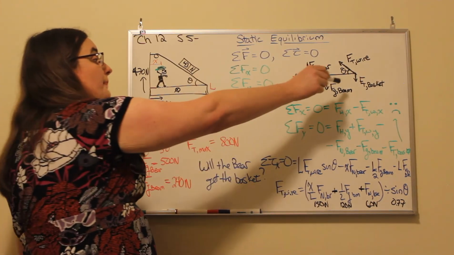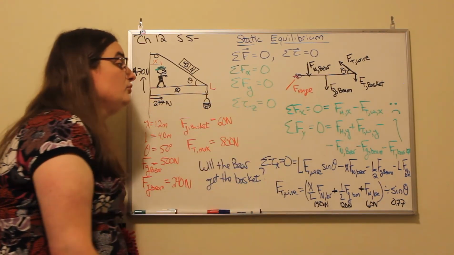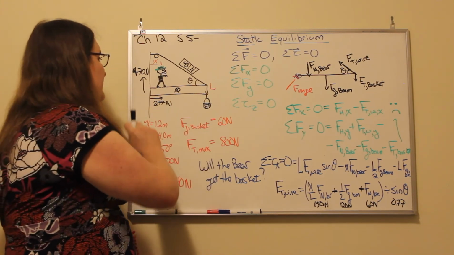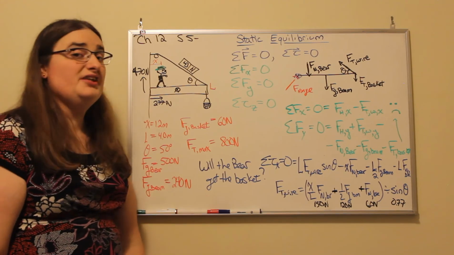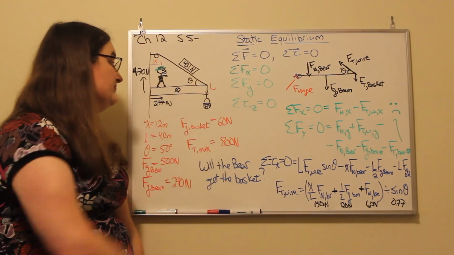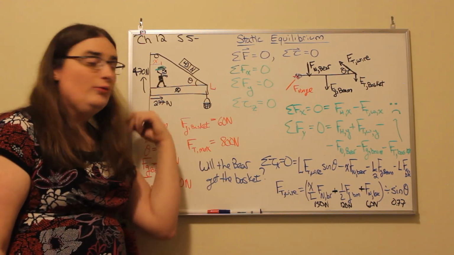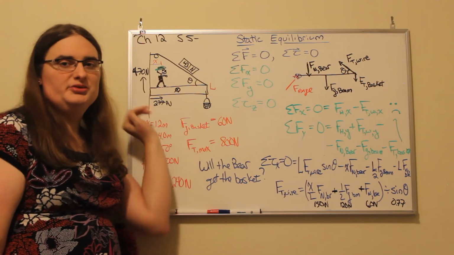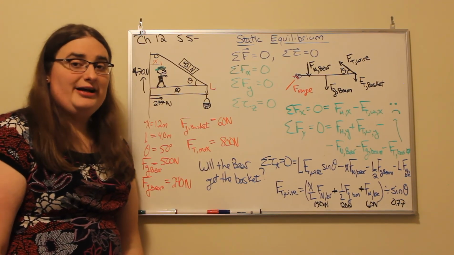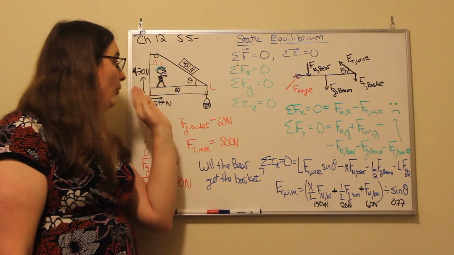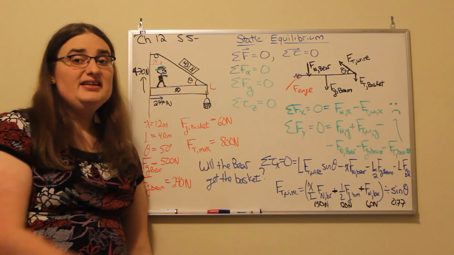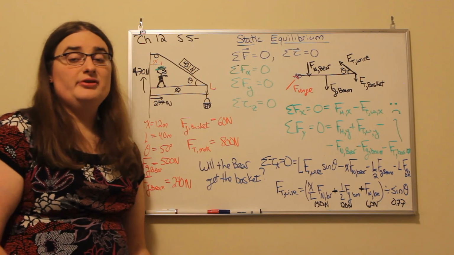Applying Newton's second law to these pieces, the upward force from the hinge would have to be 470 newtons, and the x component from that hinge would have to be 277 newtons in the positive x direction. In part 2, we'll take a look at whether or not the bear would be able to succeed in getting all the way to the picnic basket.